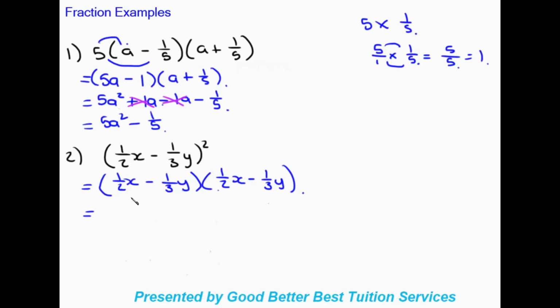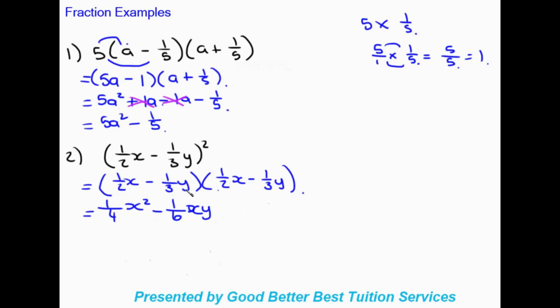So if we're going to do that, we're going to go a half times a half. So we multiply numerator by numerator, so we're left with 1, and 2 times 2, which is 4. x squared. Cool, that's x times x, so it's x squared. Now we're moving on to a half x times a third y. So it's negative a third y, so we get a negative 1 over 2 times 3 is 6. And so we have a variable of x and a variable of y.